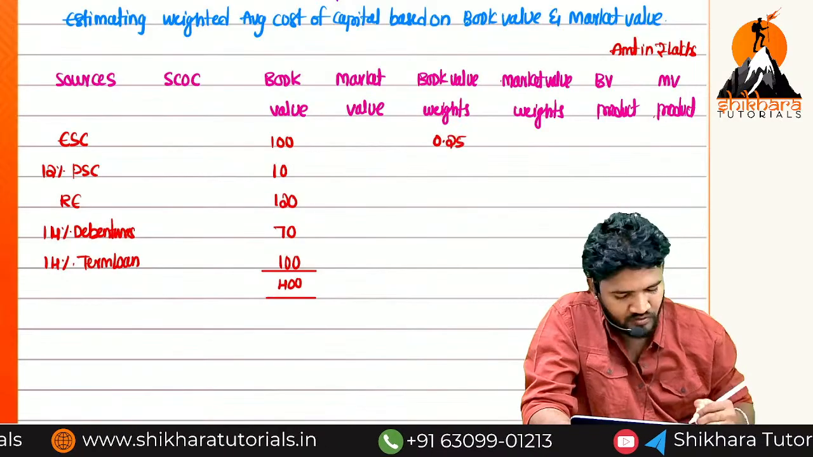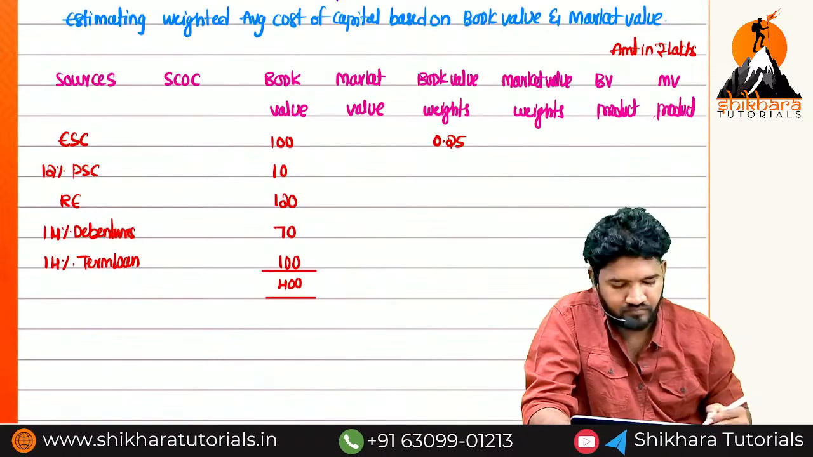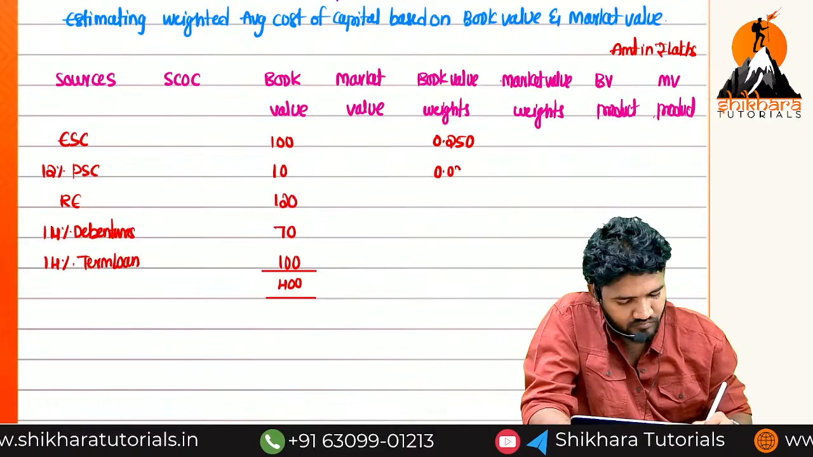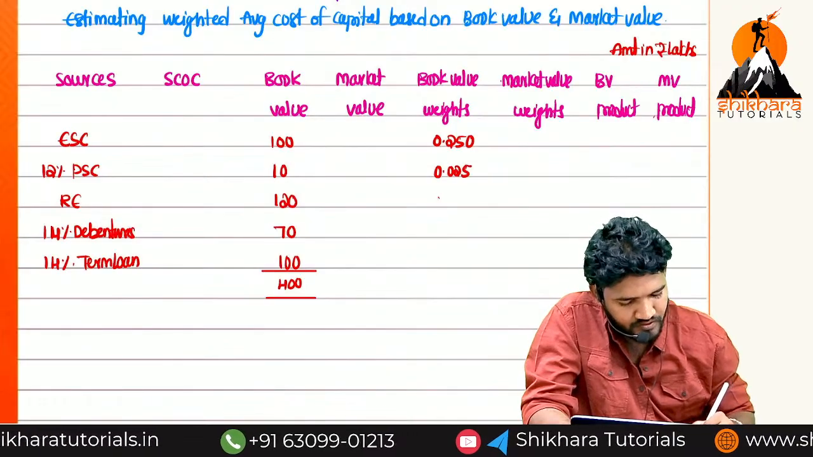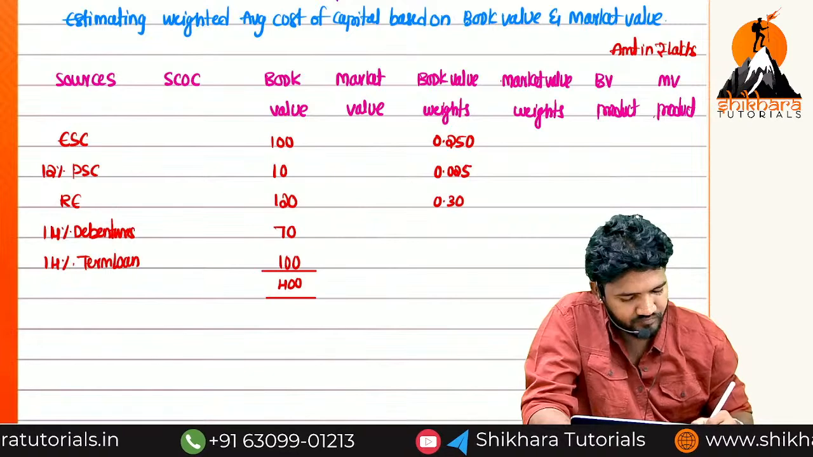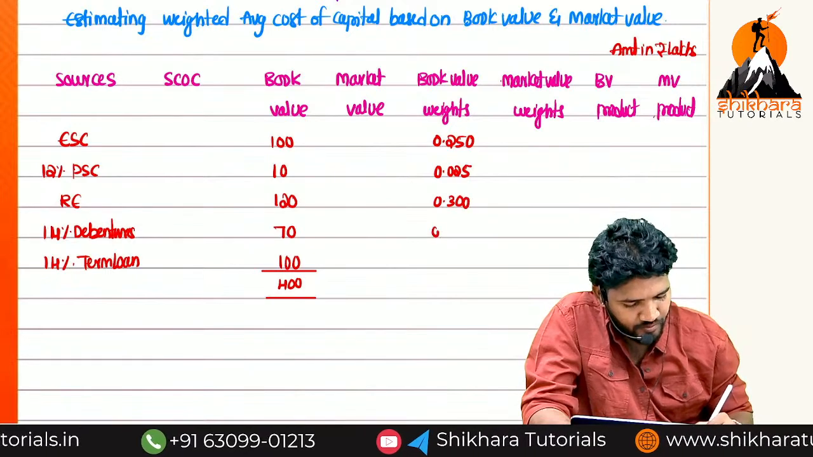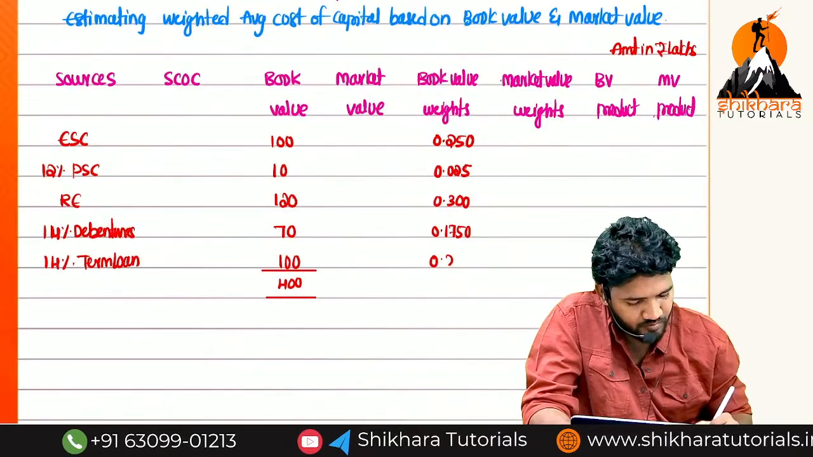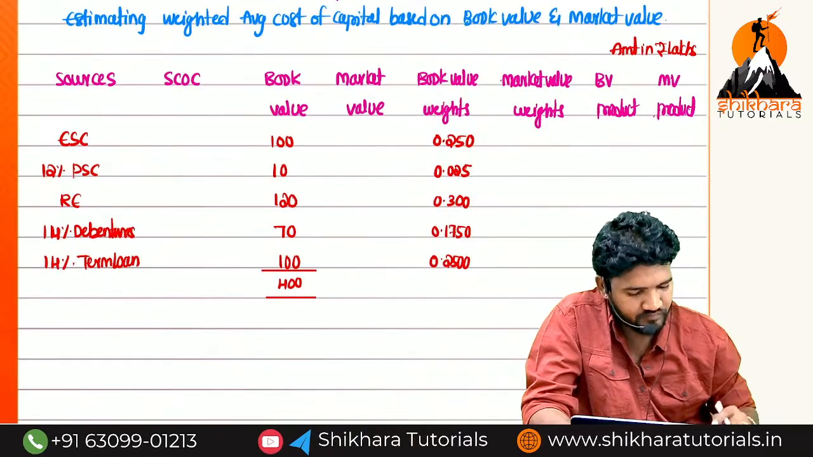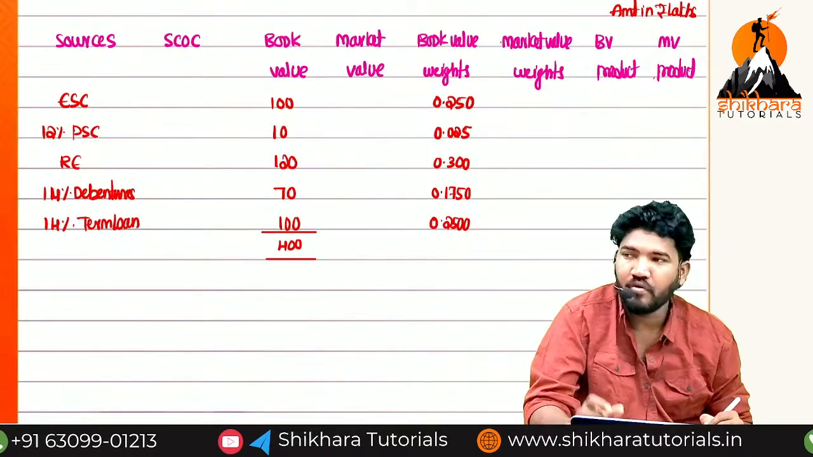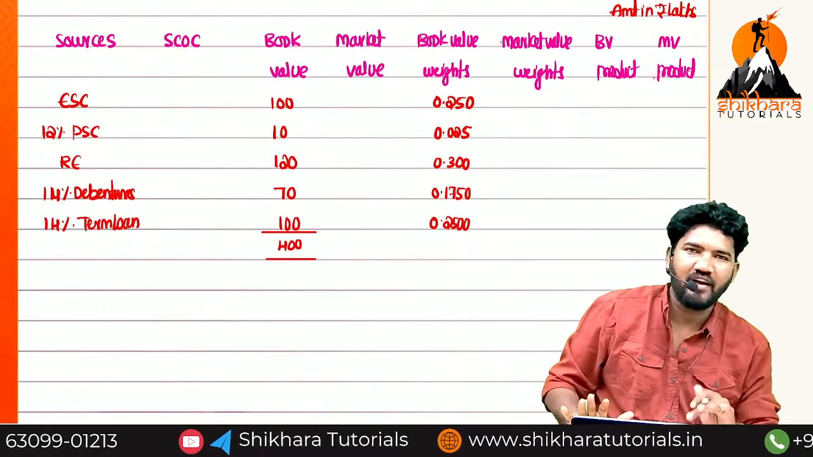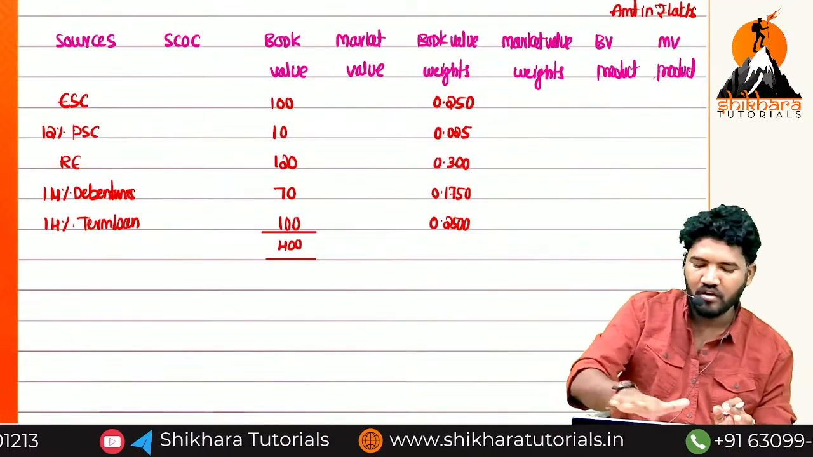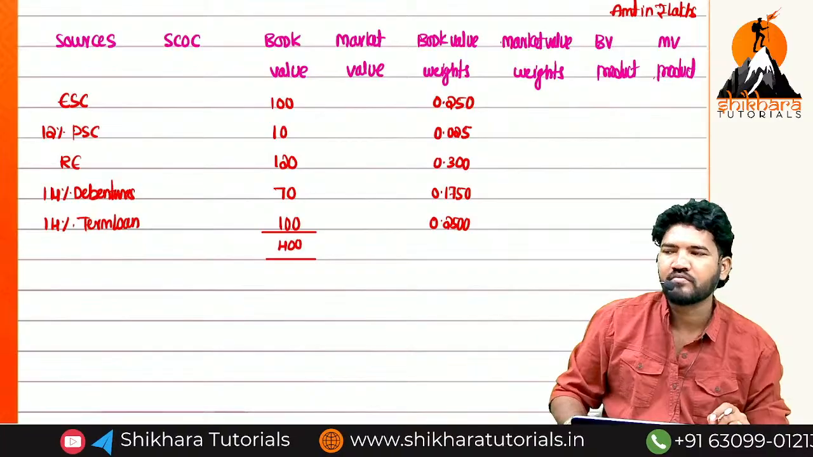0.25. 10 divided by 400, 0.025. 0.3. 0.175. 0.25. Now just for proof purpose, don't post 1 rupee, just proof purpose only. If you add all, the proof is 1. Check it once.